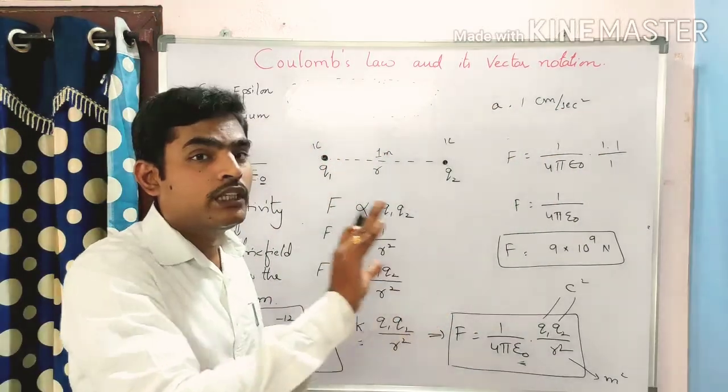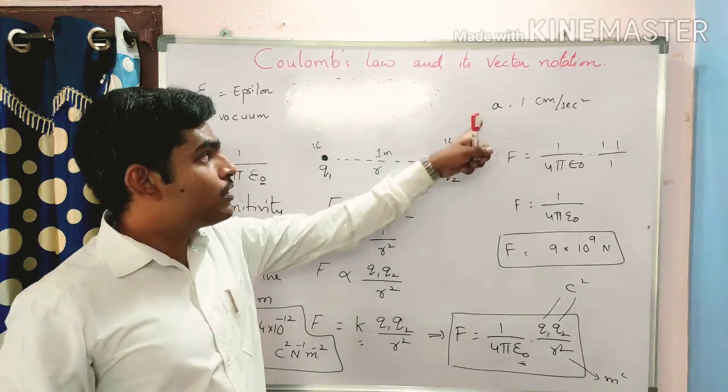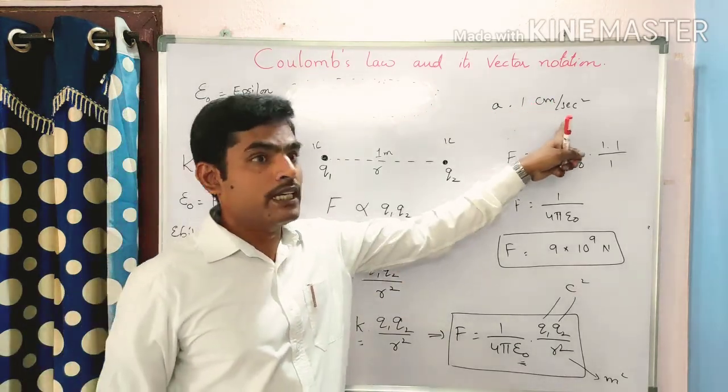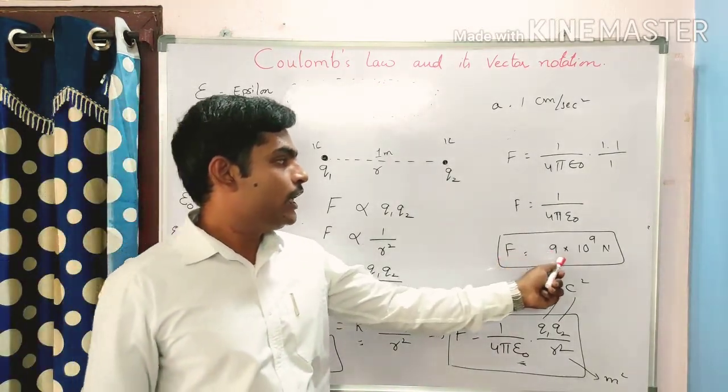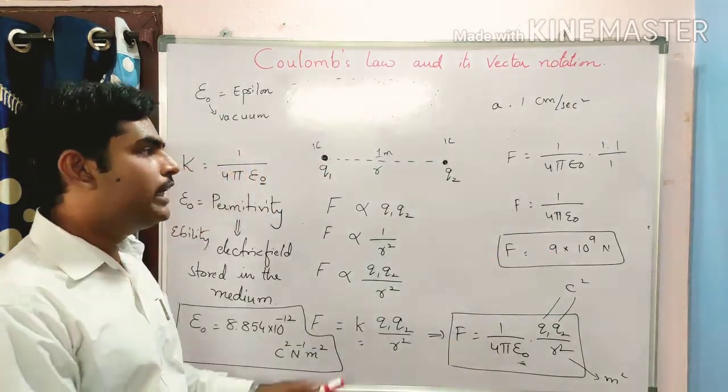We can push Mount Everest with this force, with an acceleration of 1 centimeter per second squared. Such a large force it is. F is equal to 9 into 10 to the power of 9 newtons. That's why we won't take 1 coulomb.